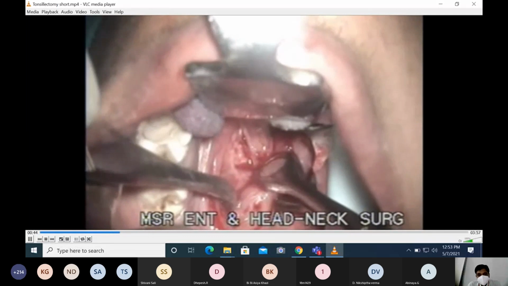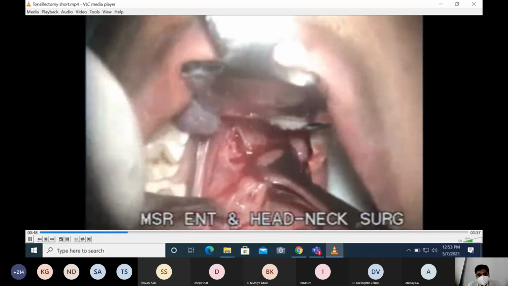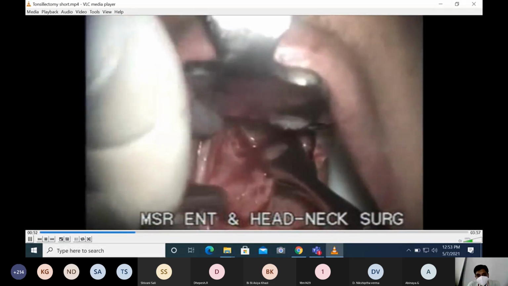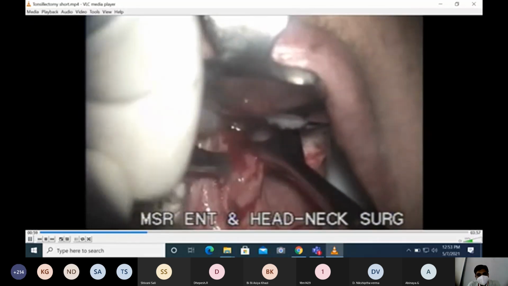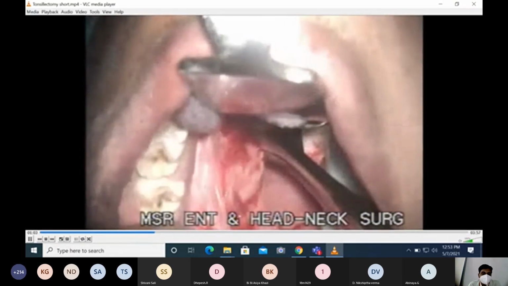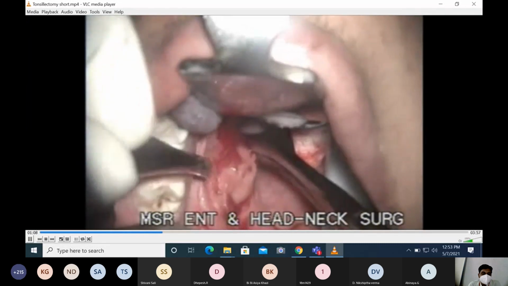I'm using a tonsillar dissector to gently dissect or retract the mucosa till I find the plane of dissection, which is the peritonsillar plane or tonsillar capsule, which is shown by a whitish fibrous tissue. There you can see I entered the plane. After entering the plane of dissection, I change the grip on the tonsil, and then I will continue the dissection.